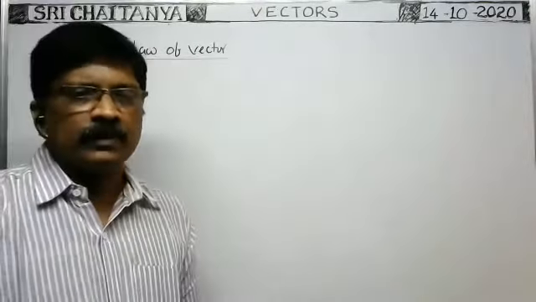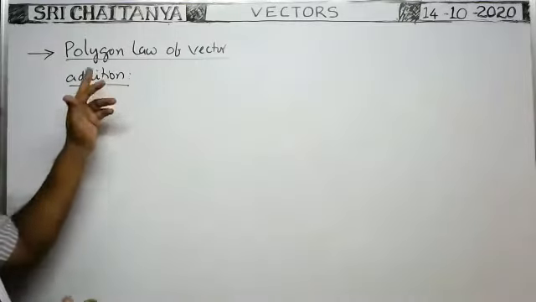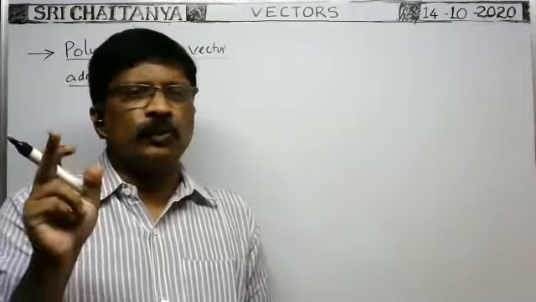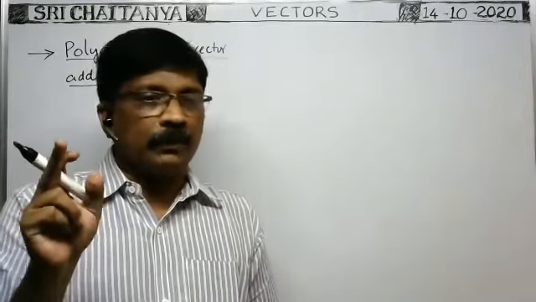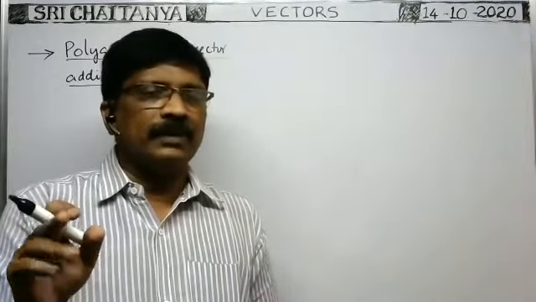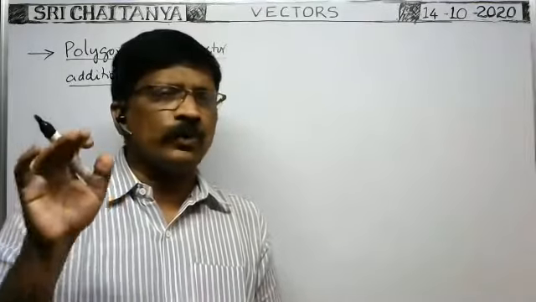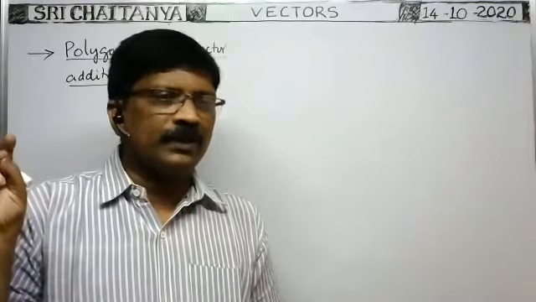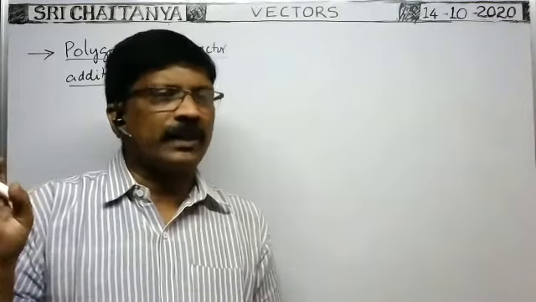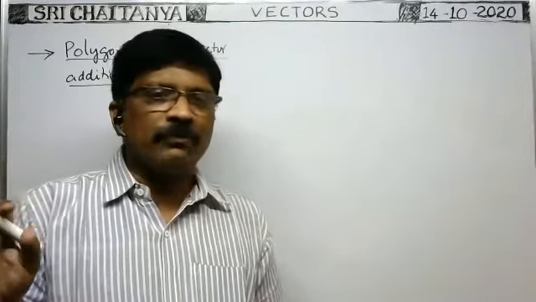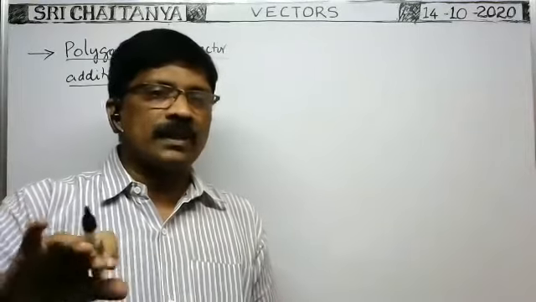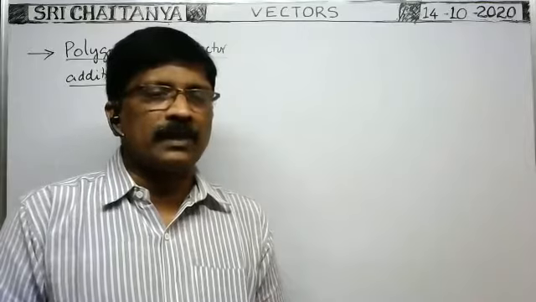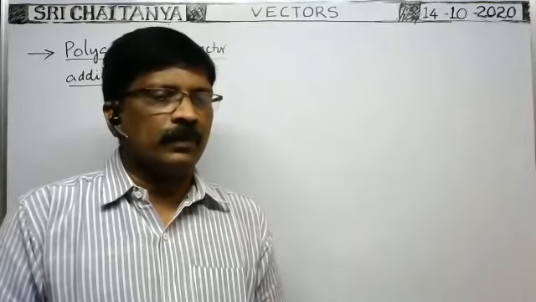Okay, right. Next, polygon law of vector addition. So far we have discussed when two vectors act on a particle simultaneously. In order to find the resultant of those two vectors, we use the parallelogram law of vector addition, triangle law of vector addition, like that. Suppose more than two vectors act on a particle simultaneously.